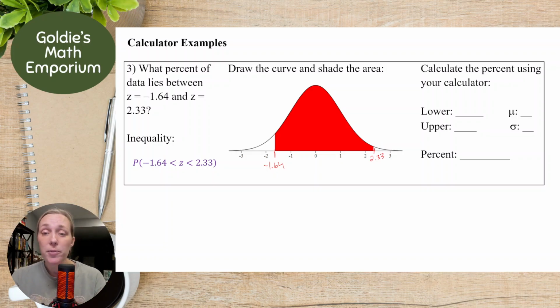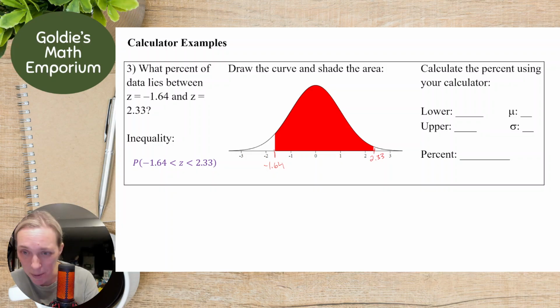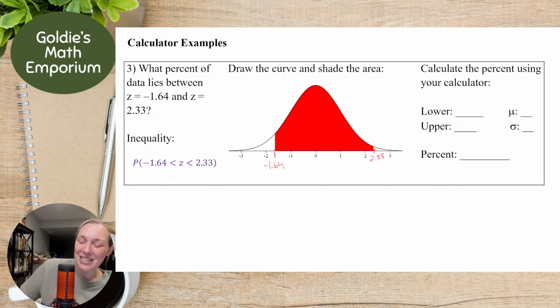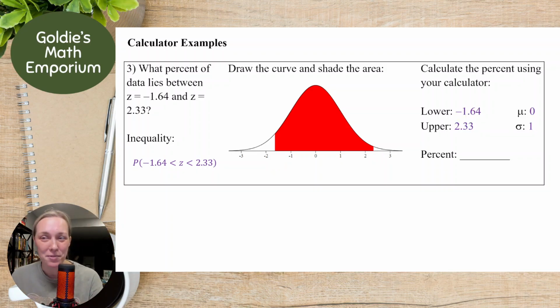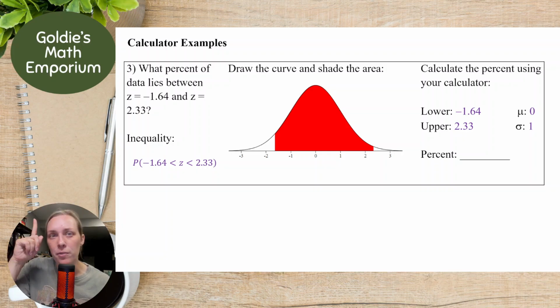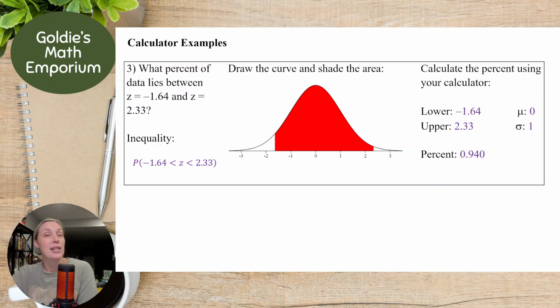And actually, students do really well with this because there's a clear number for the lower boundary and a clear number for the upper boundary now. The lower is negative 1.64. The upper is 2.33. I'm still working on my standard normal because I'm working with z-scores. Just remember, whenever you're working with z-scores, you're working with a standard normal curve. So your mean is always 0. Your standard deviation is always 1 for that. And then you click enter, the percentage 0.940, rounding. Or 94% if you want to write it as a percentage.